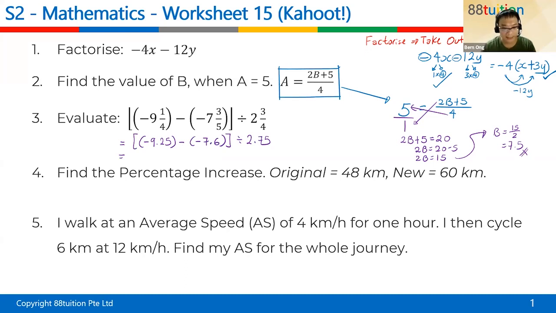Go to your calculator and press negative 9.25, minus will give you a plus 7.6. Press equal. This whole thing divided by 2.75. Can you see how fast it is? The answer is negative 3/5. You press the S to D, it becomes negative 0.6. Children, this is the answer.